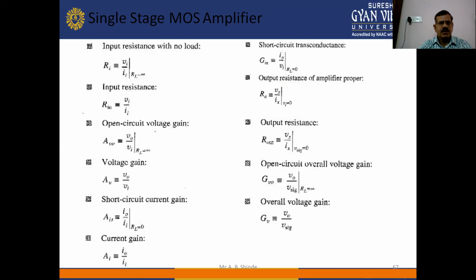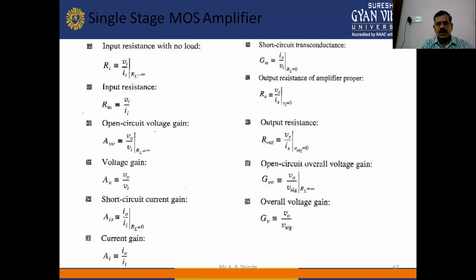And also we have input resistance with no load. So Ri equals Vi upon Ii when RL equals infinity, and input resistance R input equals Vi upon Ii. Open circuit voltage gain Avo equals V naught upon Vi when RL equals infinity, and voltage gain Av equals V naught upon Vi. Short circuit current gain Ais equals I naught upon Ii, RL being 0, and current gain Ai equals I naught upon Ii.